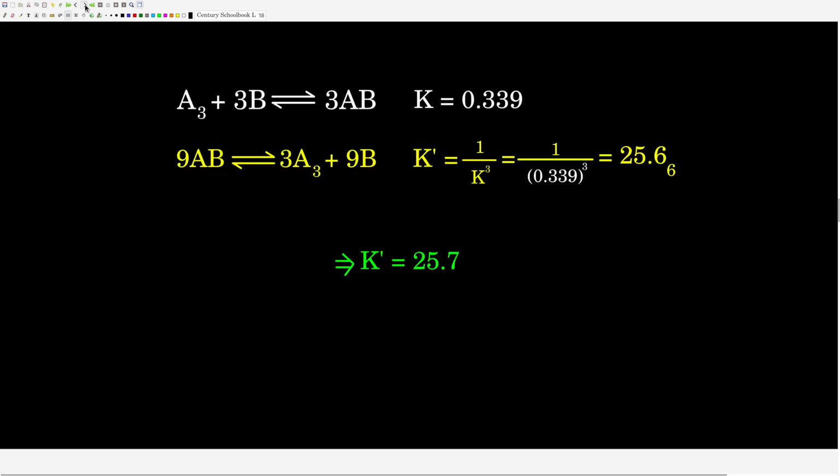All right, welcome back. So the relationship between these two reactions, equations, is that to get the second one here, we've first reversed the first, and then we multiply it through by 3. So we're going to do both things. We're going to invert the original K, so 1 over 0.339 because we inverted it, and then because we multiplied through by 3, we raise that to the third power, and so we get a value of about 25.7 for the K for this reaction.